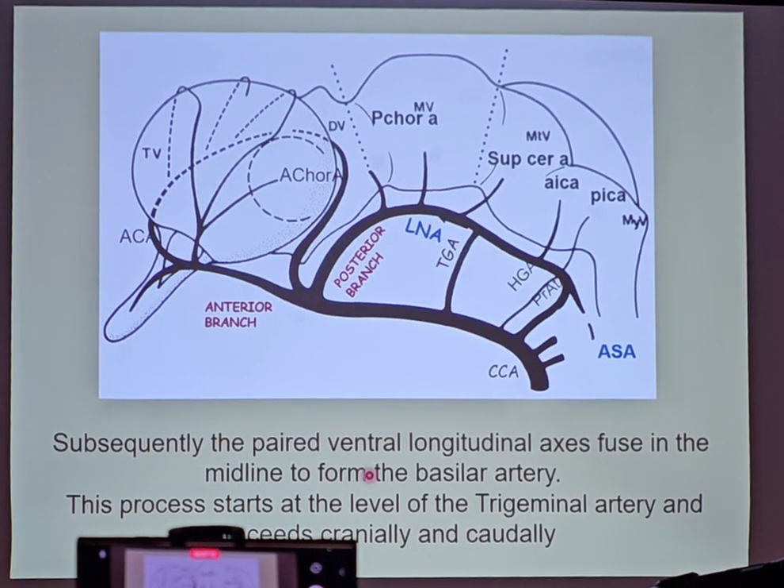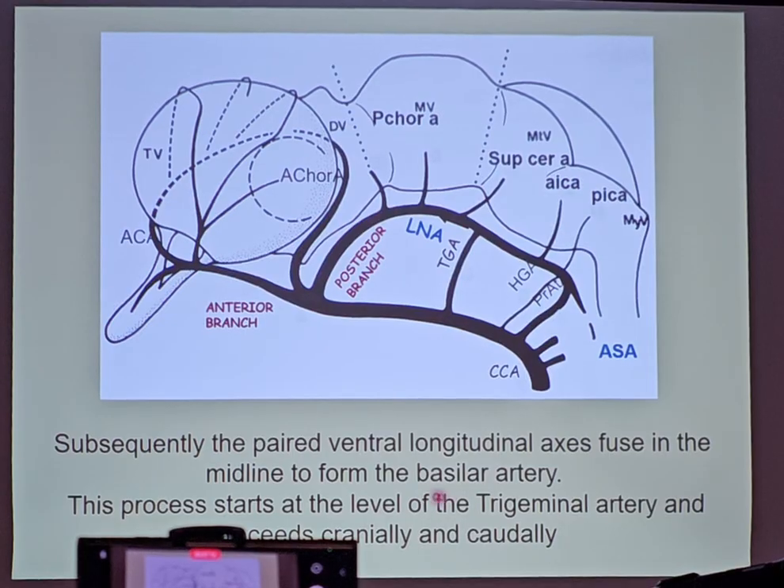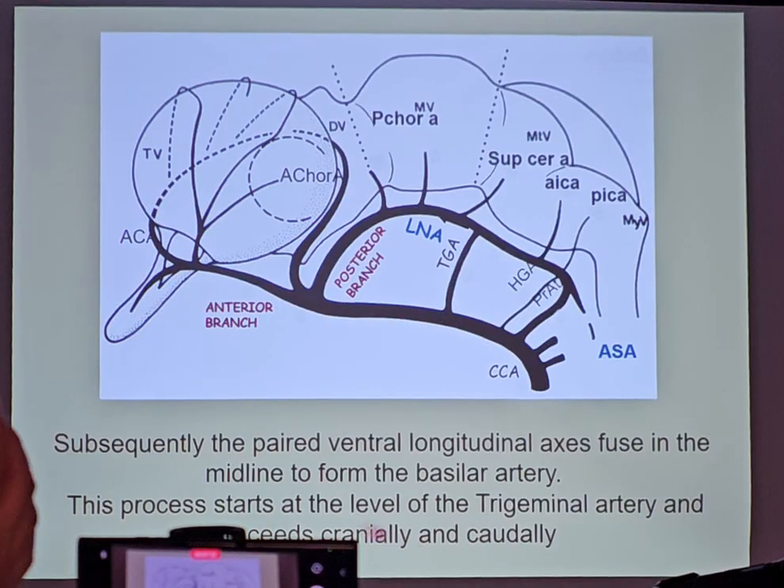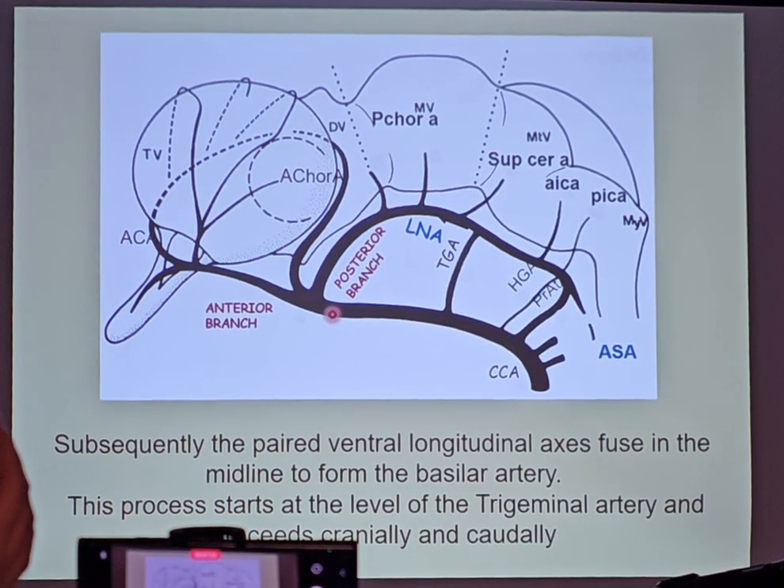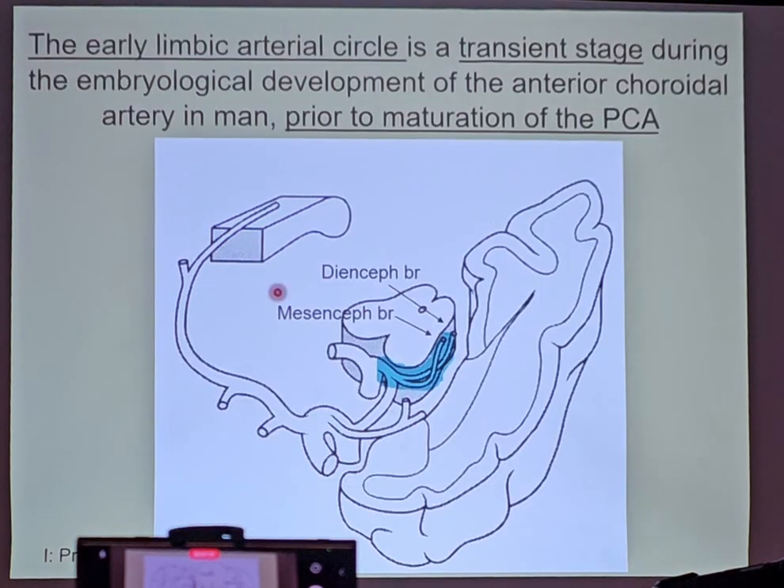Subsequently to the paired ventral longitudinal axis fusing in the midline to form the basilar artery, the process starts at the trigeminal artery. You know that very well, we discussed that. So there's an independent evolution of the posterior branch, but the anterior branch evolves towards the choroidal, towards the limbic ring, from the anterochoroidal and the anterocerebral arterial systems.